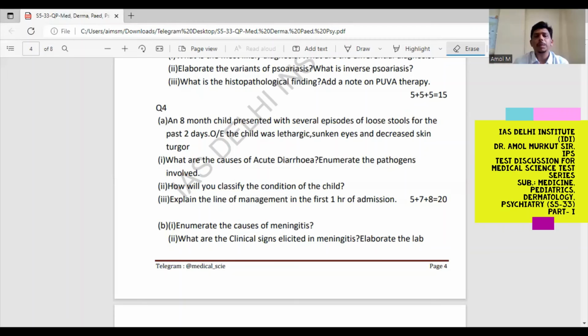Okay. Explain the line of management in first hour of admission. He has severe dehydration. He has to be given the IV fluids. What is the mechanism of this? If he is less than 12 months old, then the fluids 100 ml per kg in 6 hours. If he is more than 12 months old, that is 1 year old, he has to be given 100 ml per kg in 3 hours. Okay.